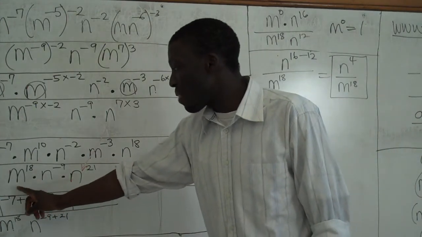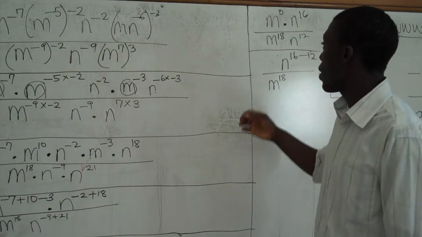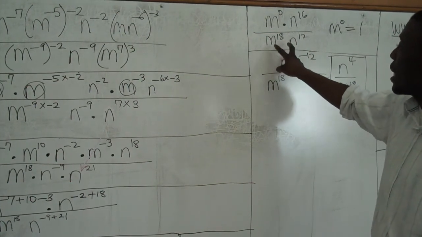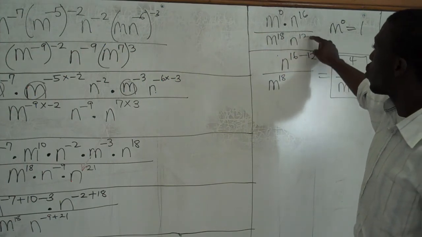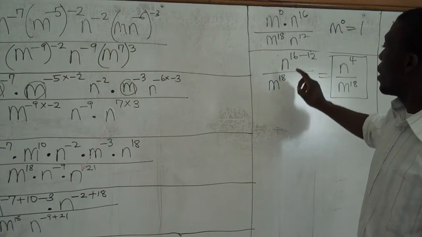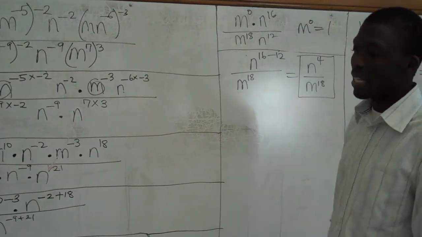And then on the bottom, we have m to the 18th, and then n to the power negative 9 plus 21, which is m to the 18th, n to the 12th power. Because they share the same base, n and n, we can bring this 12 to the top so that it becomes n to the 16th minus 12. And so this becomes n to the 4th power, while the m to the 18 remains what it is.